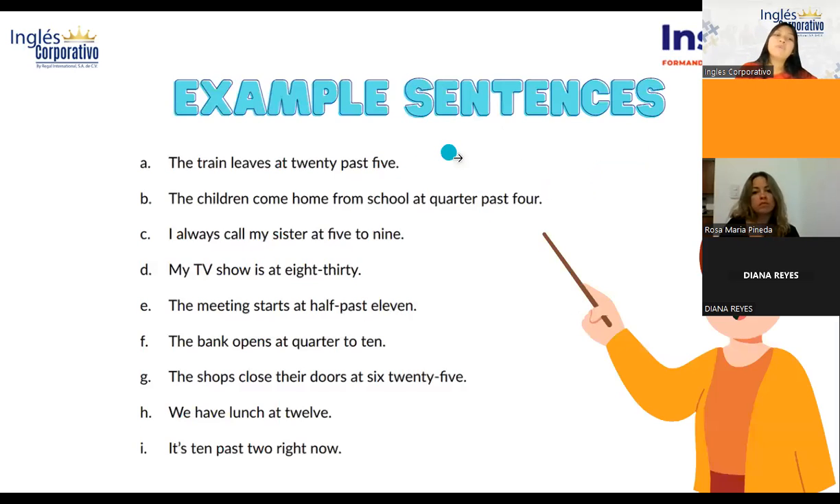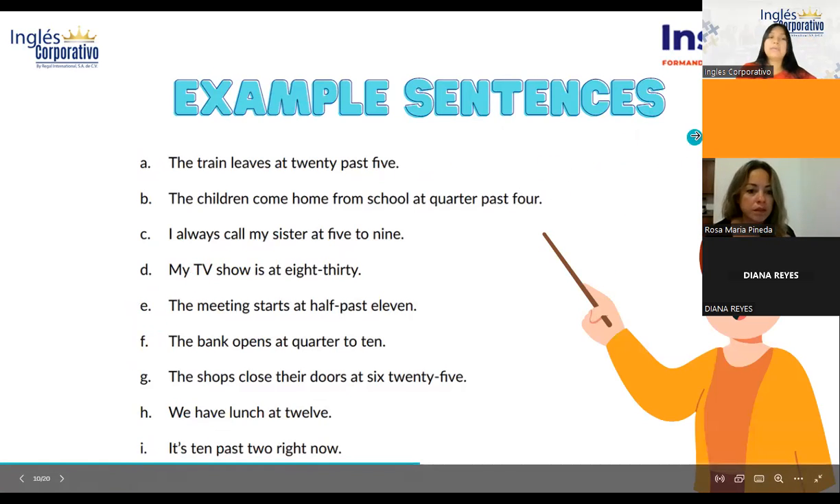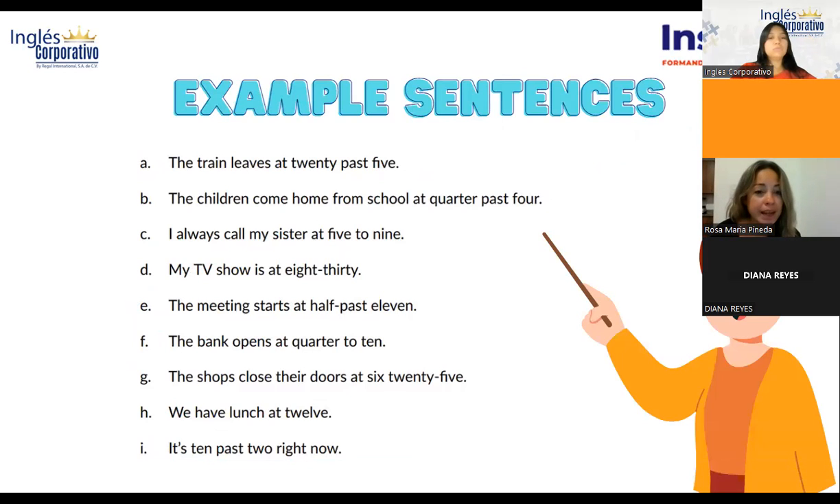Okay, so now we also have more examples. Let's see, Rose, help us reading from A to E, and Edwin, from F to I. Okay, go, Rose. The train leaves at 20 past five. B, the children come home from school at 4:15. C, I always call my sister at 5 to 9. D, my TV show is at 8:30. And the meeting starts at 11:30. Perfect. Excellent. Next.